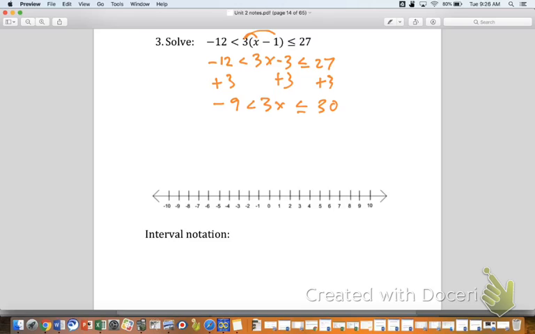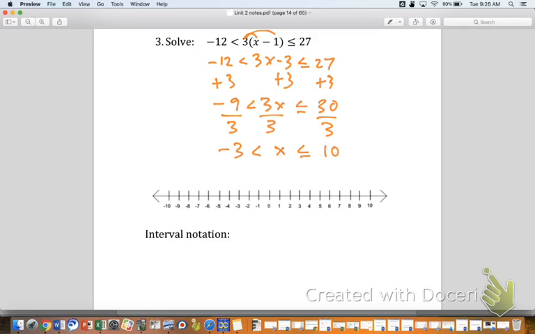The x is not by itself yet. What do I need to do to finish? Divide by 3. So again, kind of like we did a second ago, if I divide one side by 3, I've got to divide the other side by 3, except there's two other sides, right? So I have to divide this by 3 and that by 3. All pieces of this have to be divided by 3 to maintain balance. This gives me then negative 3 is less than x, which is less than or equal to 10.